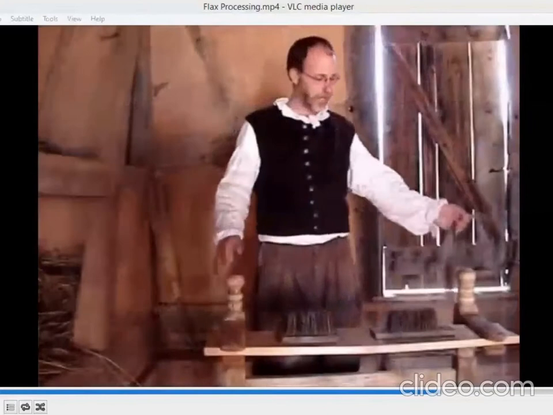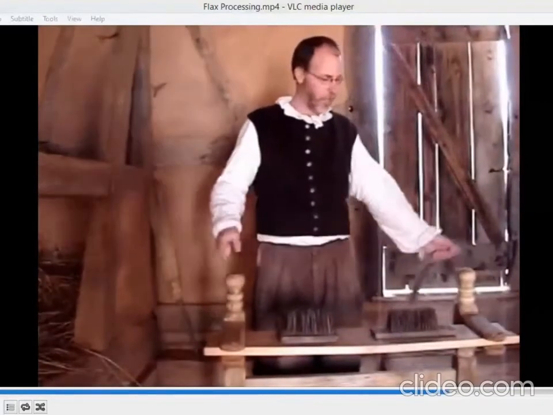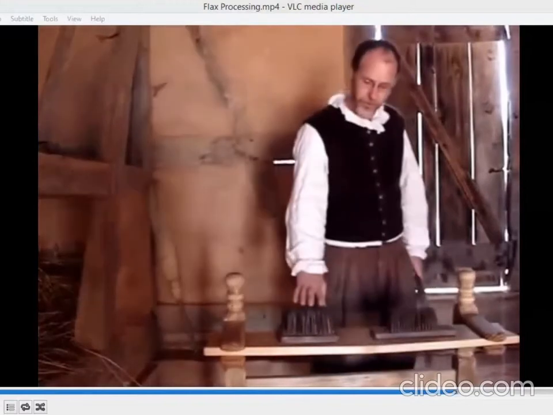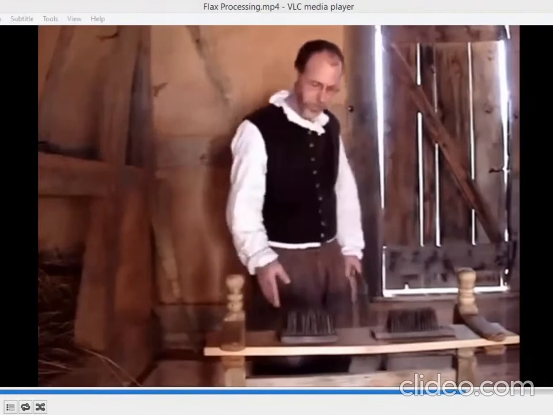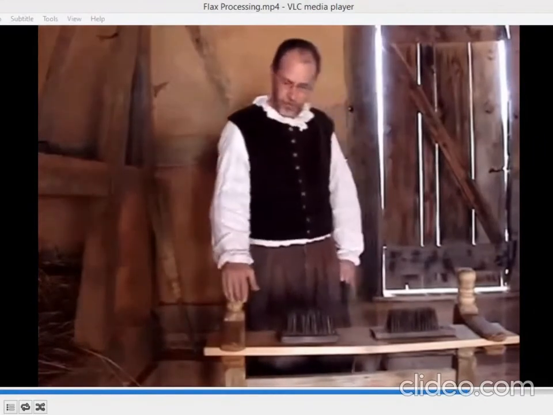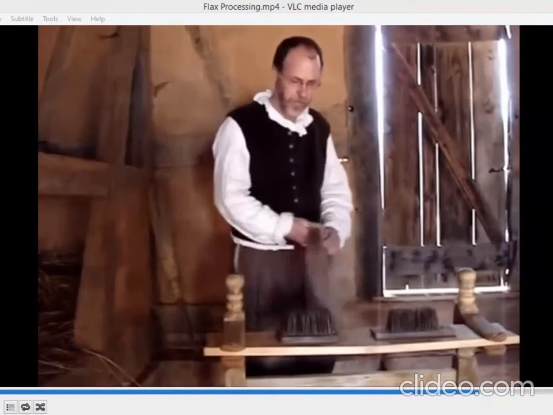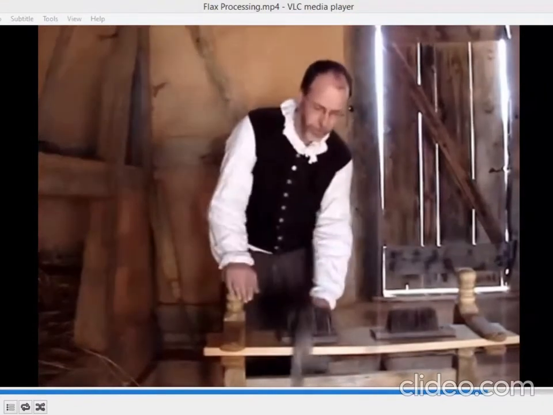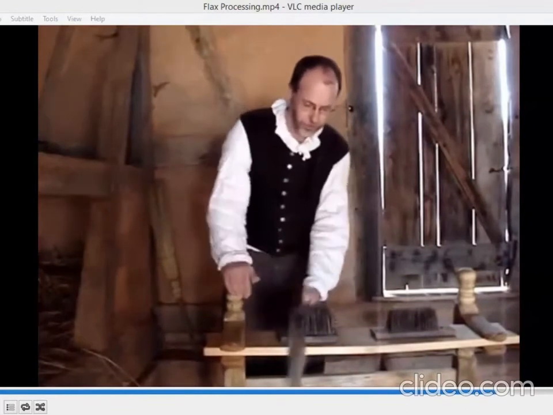Here we are finally at the last step before taking it into the house, and that is our hackle stand. On the hackle stand we have two hackles, a coarse set and a fine set, both of which are made up of these long metal nail spikes, kind of a bed of nails, but are used basically as a brush to brush out or comb out these long flax fibers.